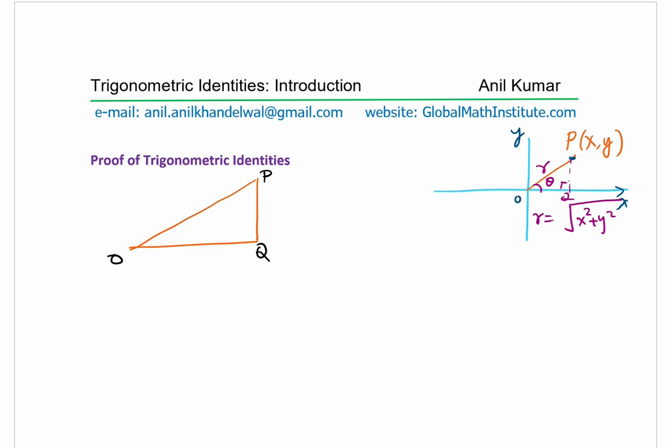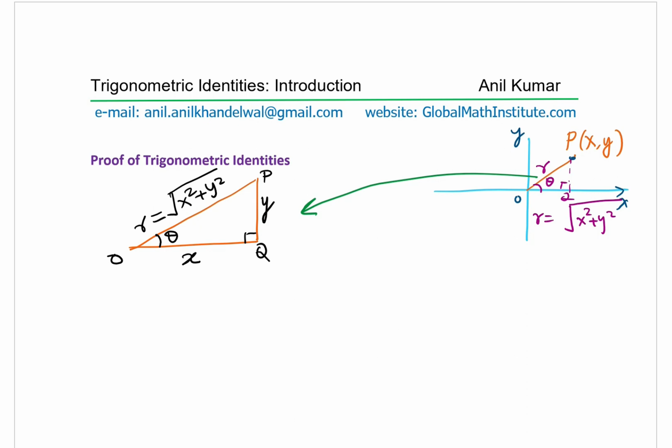The angle is theta for us. This is the right angle triangle. O to Q is of length x, P to Q is of length y, and O to P is r, where r is equal to square root of x square plus y square. Clear? So what I've done here is I've just shown this triangle here.